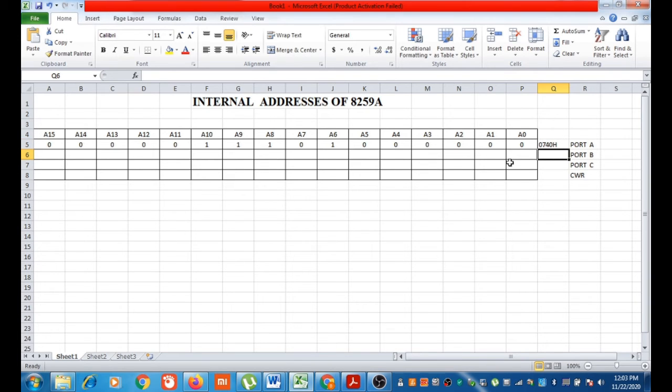Let us connect the A1 pin of 8086 to A0 pin of 8255 and A2 pin of 8086 to A1 pin of 8255.